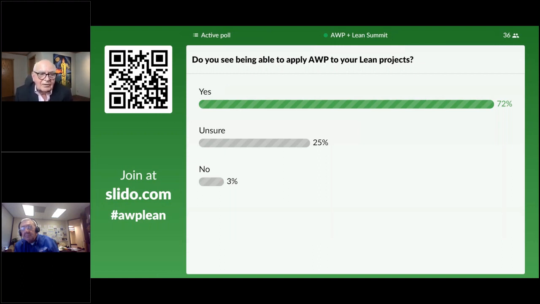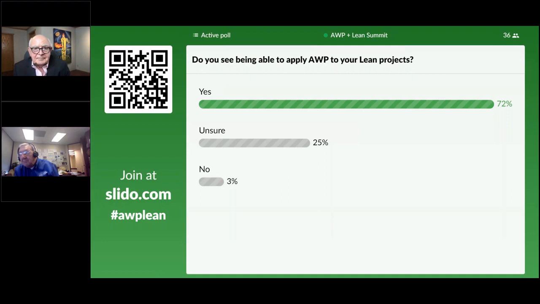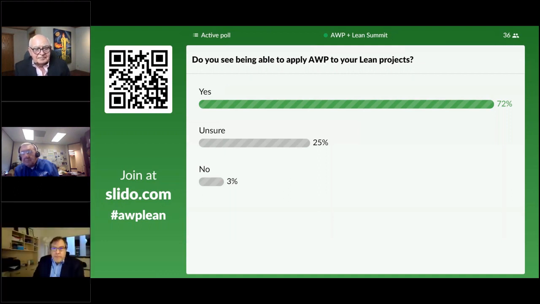So looking at those two, applying Lean to AWP, we got all yeses and unsures. We did get a few no's on applying AWP to Lean. Just wondering if any thoughts or comments on that from either of you?